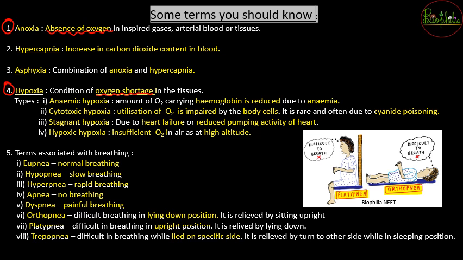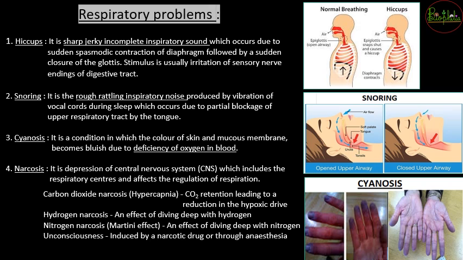So that was the condition of trepopnea. Let's now understand some respiratory problems. तो पहला respiratory problem we are going to discuss, that is hiccups. Hiccups यानी हिचकी आना. अब हिचकी आना is what? It is going to be defined as a sharp, jerky, incomplete respiratory sound.